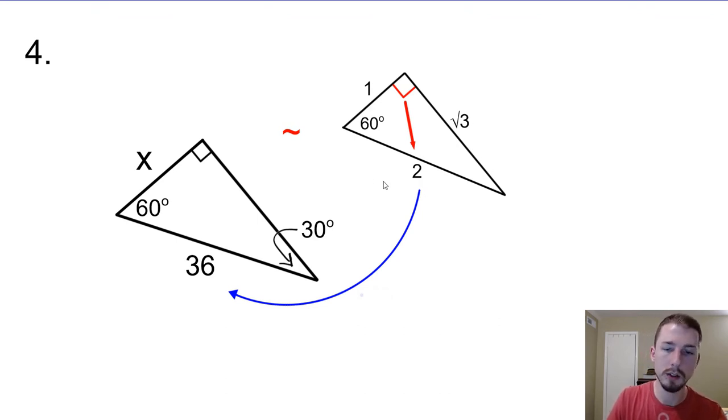Okay, so if I'm going from a hypotenuse here of 2 to a hypotenuse here of 36, and it's a 30, 60, 90, so we know they're similar by angle, right? I'm multiplying by 18 in this case. So to find x, that's the 1. What's 1 times 18? Oh, that's easy. It's just 18. Okay. All that just to get 18?